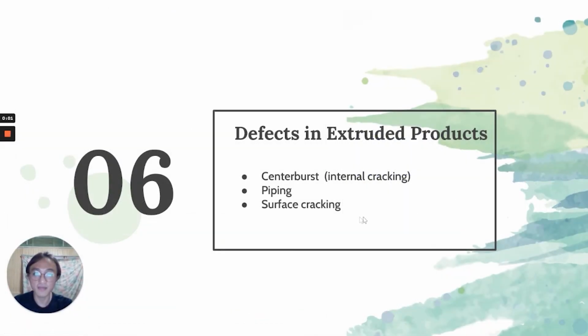In this part, I will talk about the defects in extruded products. There are three types of defects that could occur in extruded products. The first one is center burst, the second one is piping, and the last one is surface cracking. Now I will talk about the details of those defects.